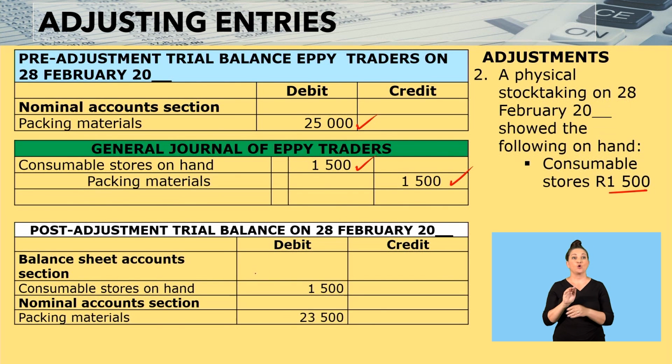In the post-adjustment trial balance, you see on the debit side, we record our consumable stores on hand under the balance sheet account section because we consider it an asset. And then we come to the nominal account section. We are now saying the packing materials, which was 25,000, minus the ones that are on hand, 1,500. That is how we end up with 23,500.